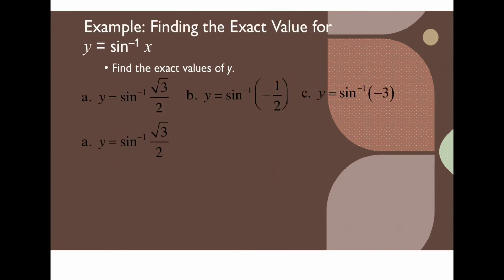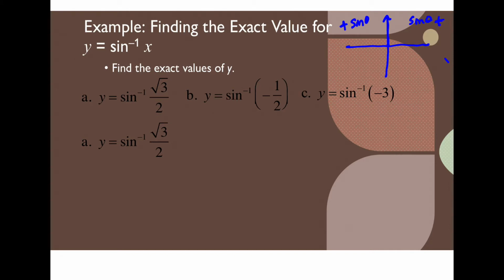Let's look at some specific examples. The first one says, let's evaluate the arcsine of root 3 over 2. Just as a reminder, we have our unit circle, our quadrants here. If we remember, sine is positive in the first and the second quadrant, because sine is the y value, and y's are positive above the x-axis, and both those quadrants are above the x-axis. So they both produce positive sine results.